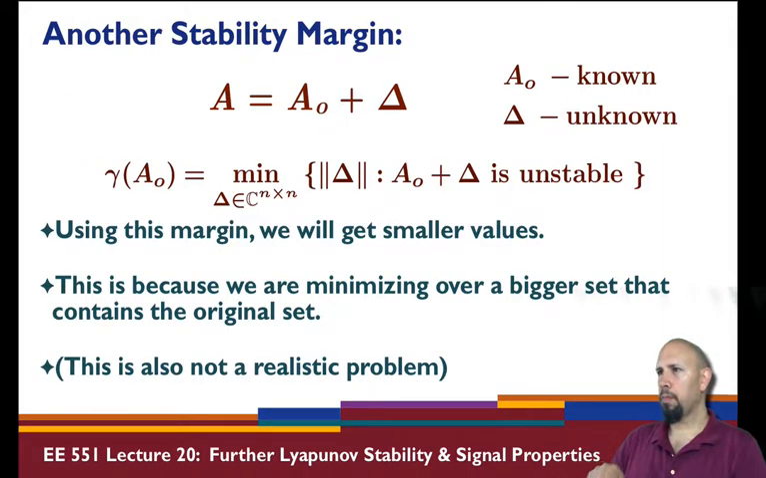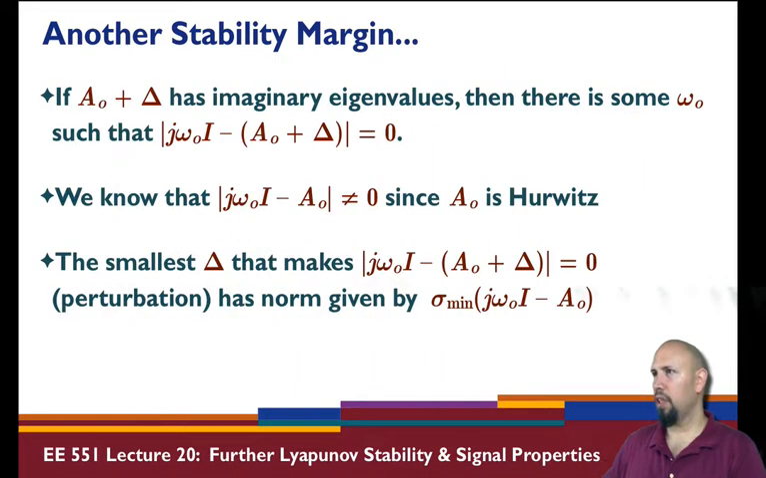Okay, so here's another stability margin. Instead of having real values, now we have complex values. And in general, because this is a larger set that we're minimizing over, you will in general get smaller norm values. Again, this is also not a realistic problem because our system is never going to have complex things. It's always going to have real things. But it gives us a place to start.